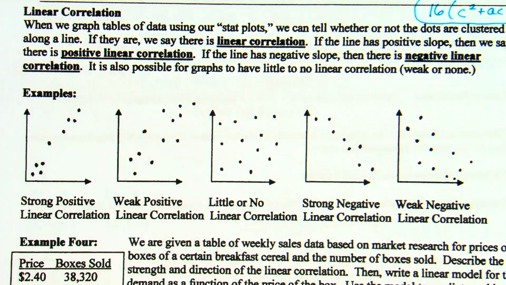The weak positive linear correlation, can you still see the movement up to the right? But it's not as obvious, okay? Those points aren't as close together. The middle one shows little or no correlation. I would just say no correlation on that one.